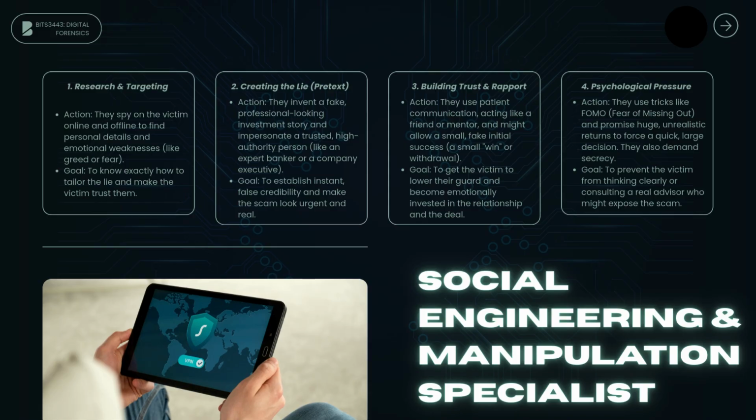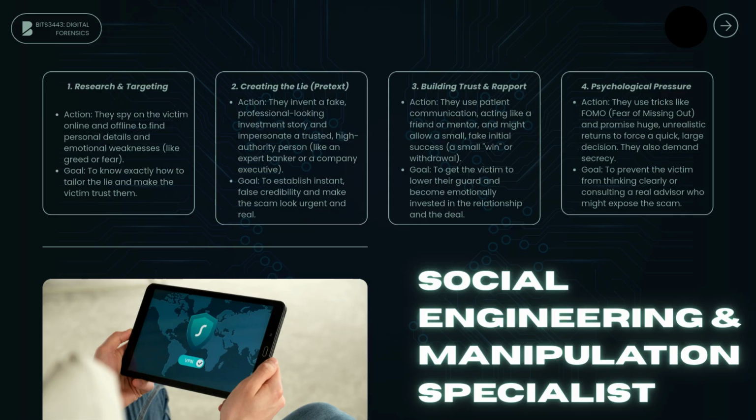Goal: to know exactly how to tailor the lie and make the victim trust them. Secondly is creating the lie, the pretext. Action: invent a fake, personal-looking investment story and impersonate a trusted authority figure, like an expert banker or a company executive. The goal is to establish false credibility and make the scam look urgent and real.